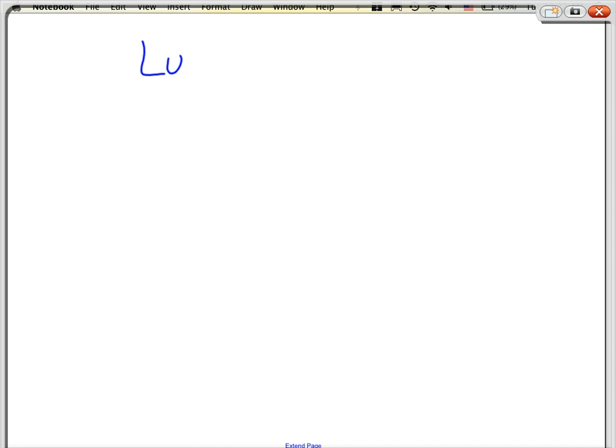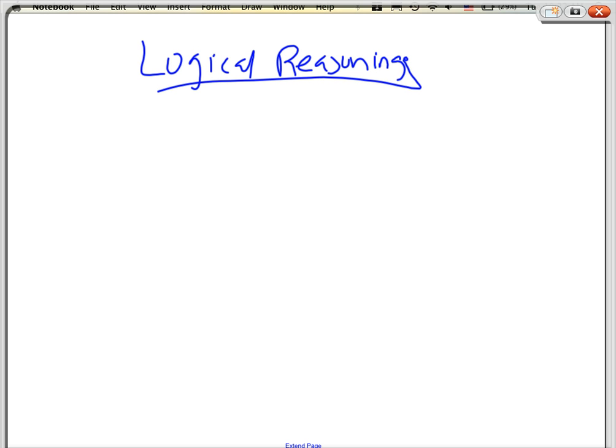The first thing I want to talk about is logical reasoning. What does it mean to be logical in a sense? What does it mean? Makes sense. It has to make sense, right? And when we apply this to math, there is a specific statement in math that represents logical reasoning. And we call this conditional statement.